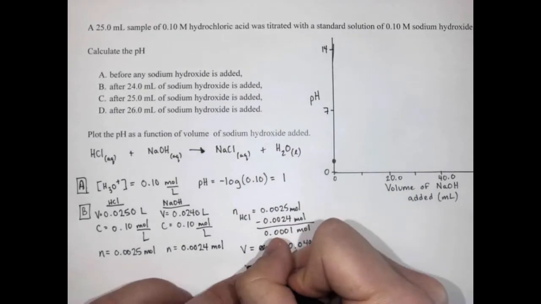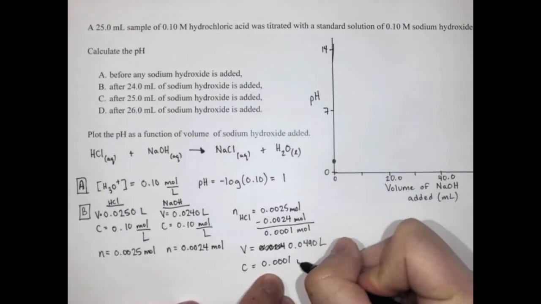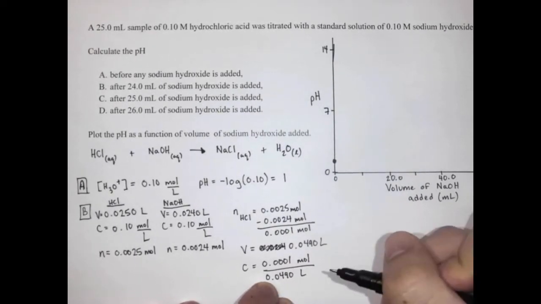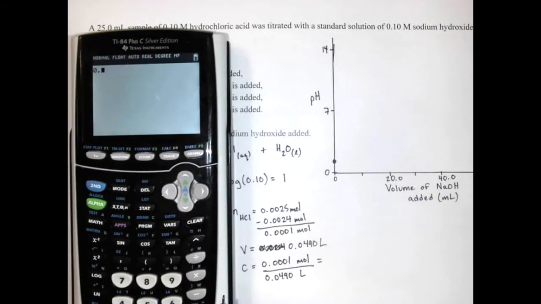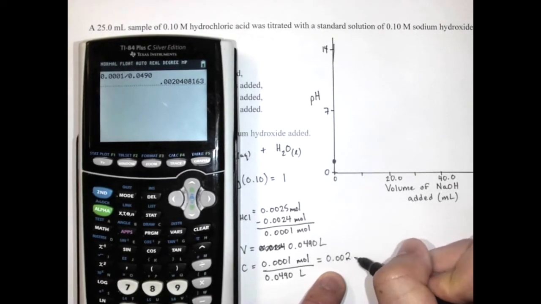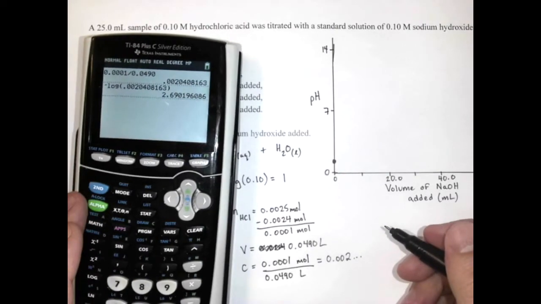So I have my number of moles of acid. I have its volume. I can determine its concentration. Concentration will be 0.0001 moles divided by 0.0490 liters. So that gives me a concentration of 0.002. Okay, and to determine its pH, I'm going to take the negative log of that number because it's the hydronium concentration. And I get an answer of 2.69.